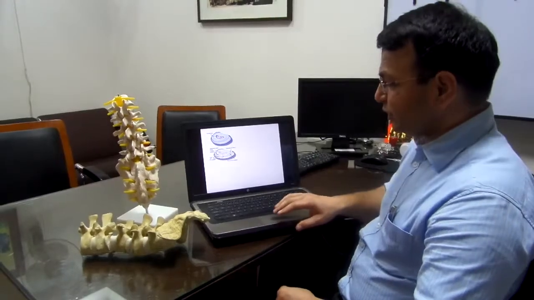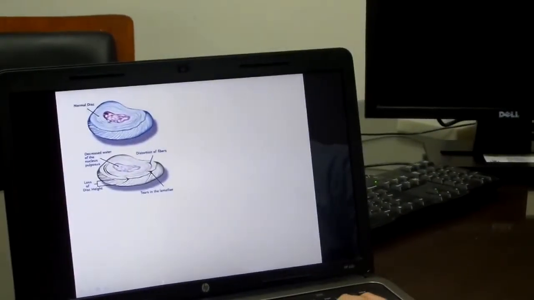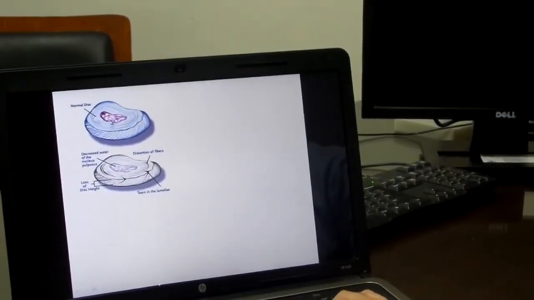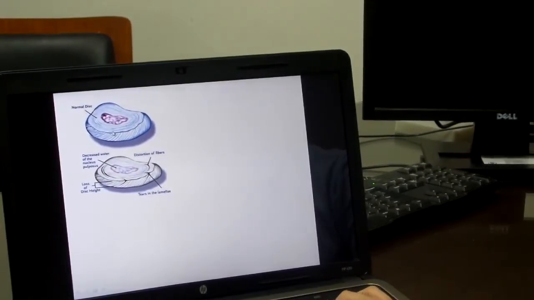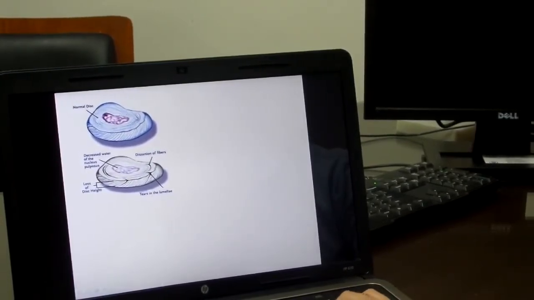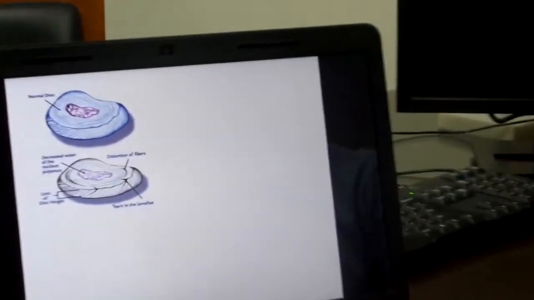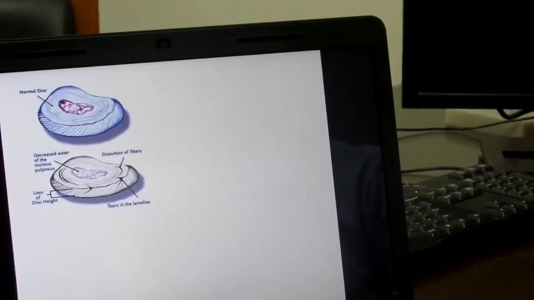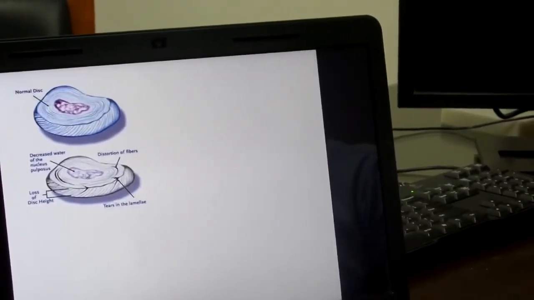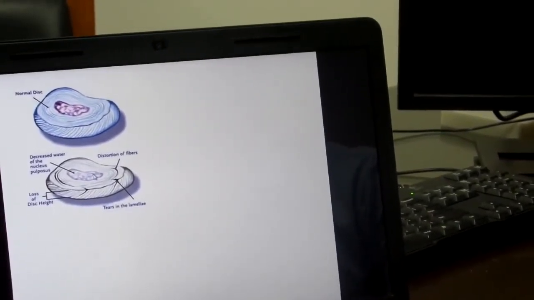This is the structure of a normal disc here on the left top. The central gel-like nucleus pulposus of the disc is surrounded by a smooth outer layer of the disc, which is called the annulus fibrosus. These are concentric rings of tissue which protect the central nucleus pulposus. As the structure of the nucleus pulposus changes, it loses water content, it becomes brittle and fragile.